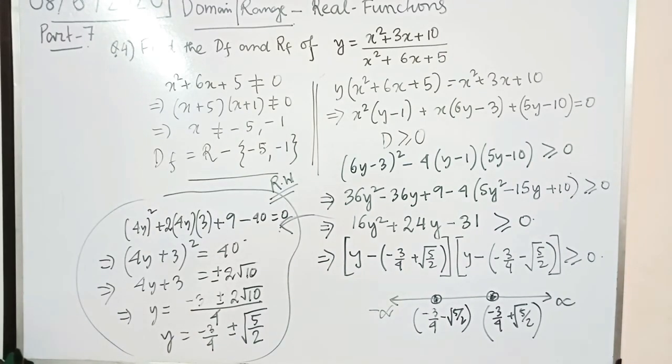number line into three parts, and then we have to consider which value is getting satisfied for this or not. Now if I put something more than this, then what happens? We have to check for this.